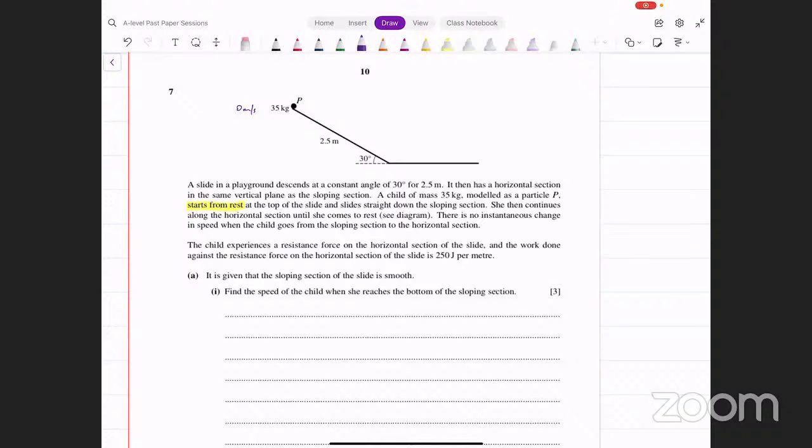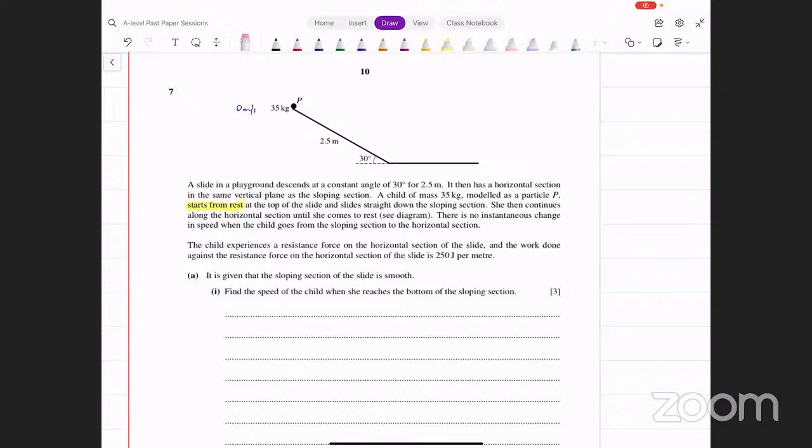There's no instantaneous change in speed when the child goes from the sloping section to the horizontal section. What that means is, जब वो child इस point पे पहुंचेगा और फिर एकदम वो हॉरिजॉन्टल पार्ट पे शिफ्ट करेगा, वेलोसिटी में उसका कोई चेंज नहीं आएगा. जो उसके स्लोपिंग पार्ट के एंड पे उसकी वेलोसिटी होगी, वही हॉरिजॉन्टल पार्ट के स्टार्ट में वेलोसिटी होगी. कोई इंस्टेंटेनियस चेंज नहीं आ रही वेलोसिटी. That's what it means, the last line here.